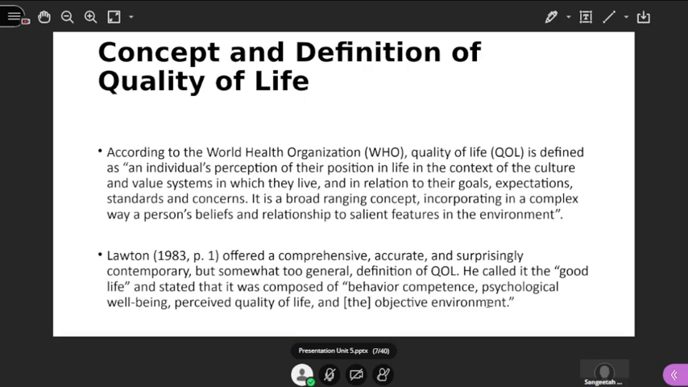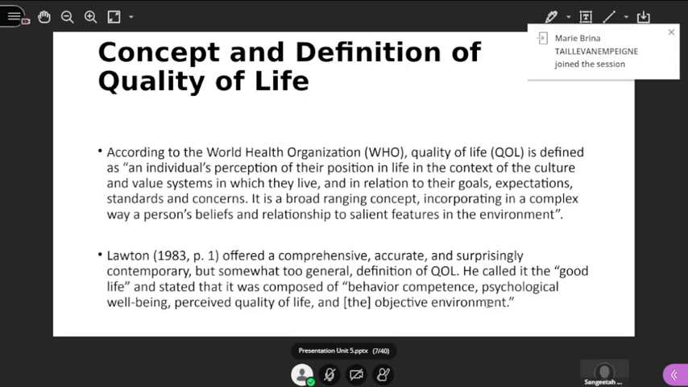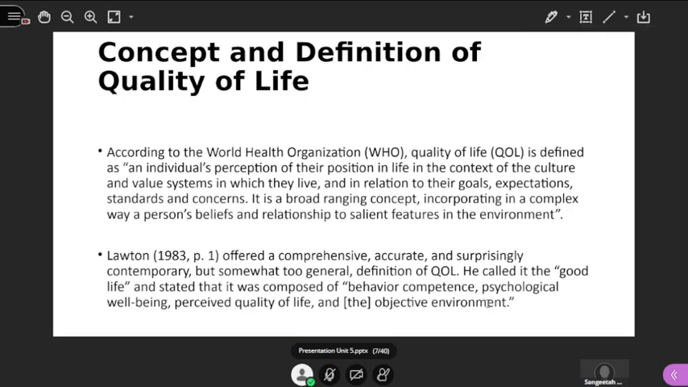So according to the World Health Organization, quality of life is defined as an individual's perception of their position in life in the context of the culture and value system in which they live, right? And in relation to the goals, expectations, standards, and concerns.